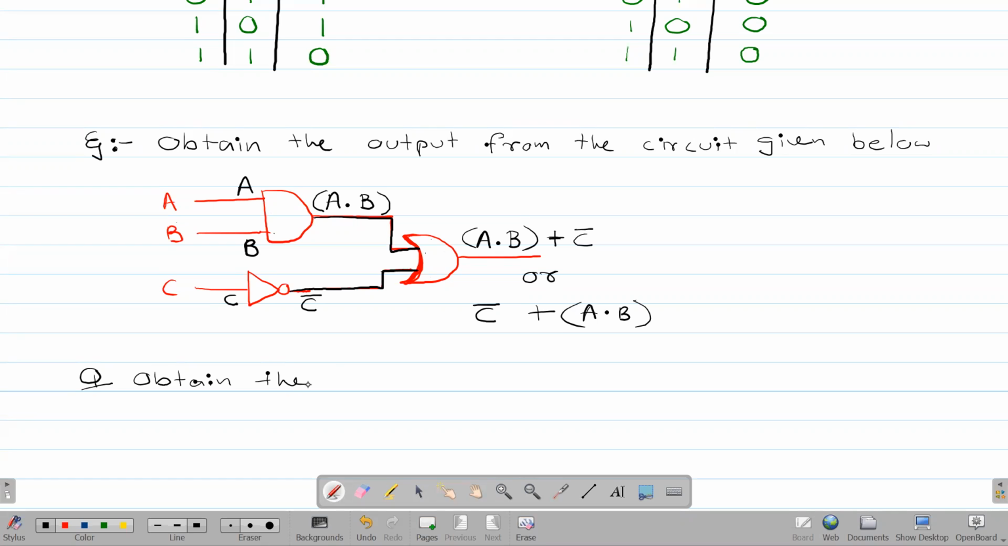Okay. So write the question: obtain the output from the circuits given below. So I'm going to give you 4 circuits. It's the same question which I have written in the example. Only, instead of circuit, here you have to put circuits. Obtain the output from the circuits given below. Right, I'm going to show you the circuits.